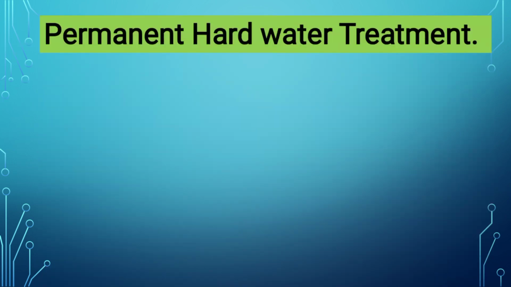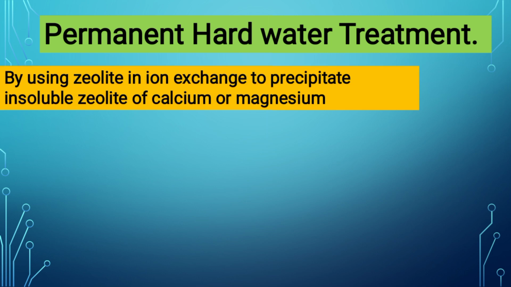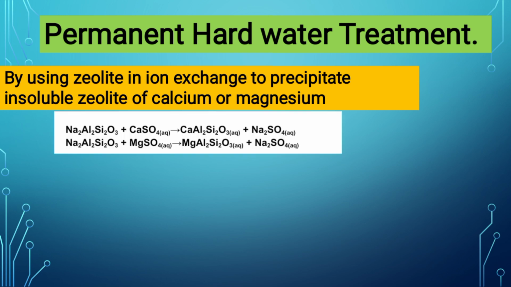So what about permanent hard water? I said that permanent hard water is composed of chloride or tetraoxosulfate(VI) salts of calcium or magnesium. And how do we actually treat this? We use zeolite in ion exchange to precipitate insoluble zeolite of calcium or zeolite of magnesium. This is the simple way of representing it in equation. And I just want you to know that except by distillation, all the processes we are going to use to precipitate or soften hard water are actually double decomposition or precipitation reactions. Yes, you need to know that.